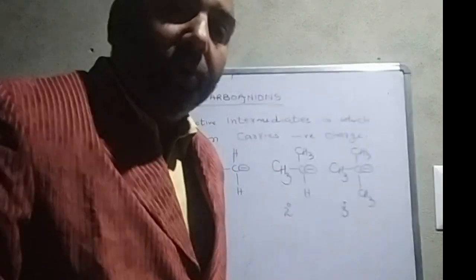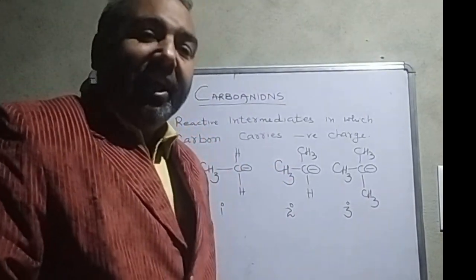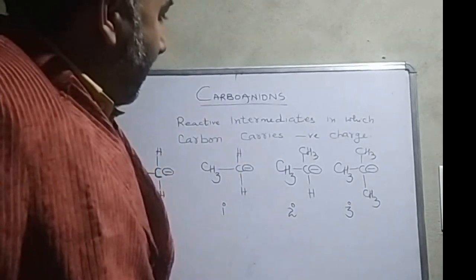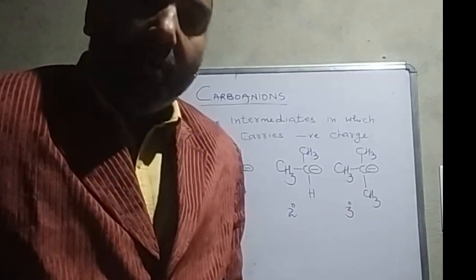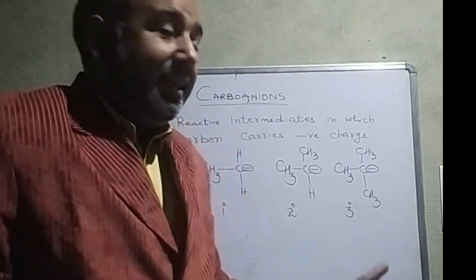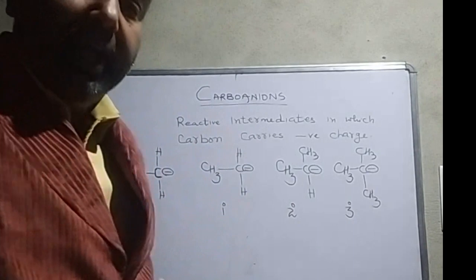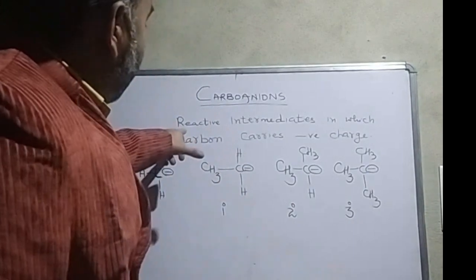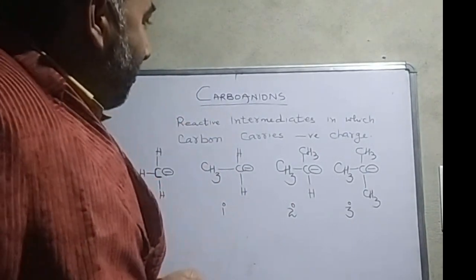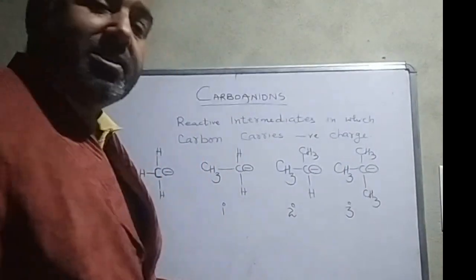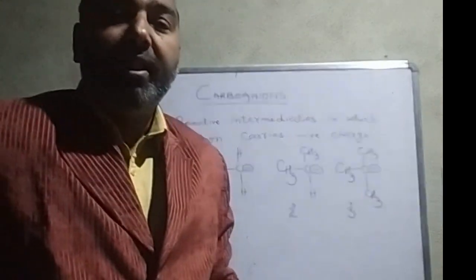Today's video is about intermediate carboanions. Carbocations we have already discussed. Second type of reactive intermediate we call carboanions. So these are the reactive intermediates in which carbon carries negative charge.